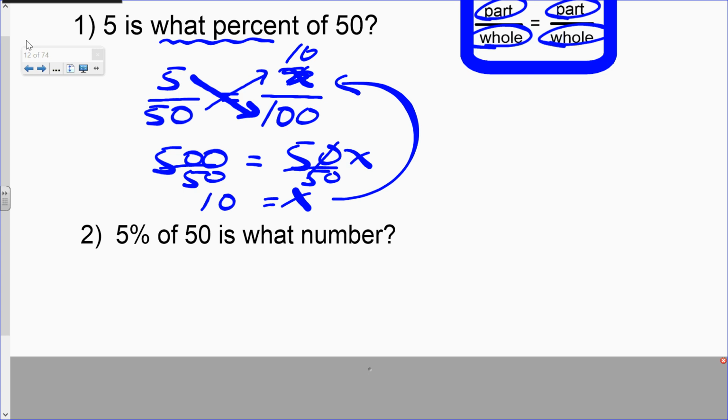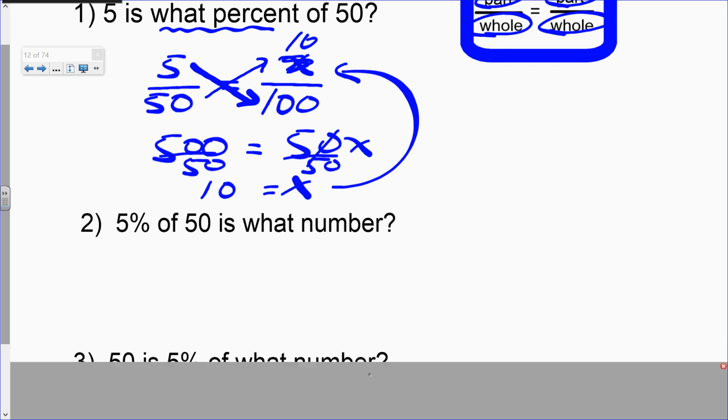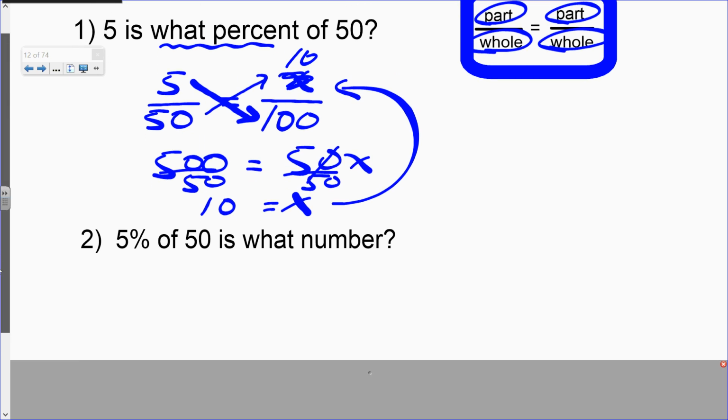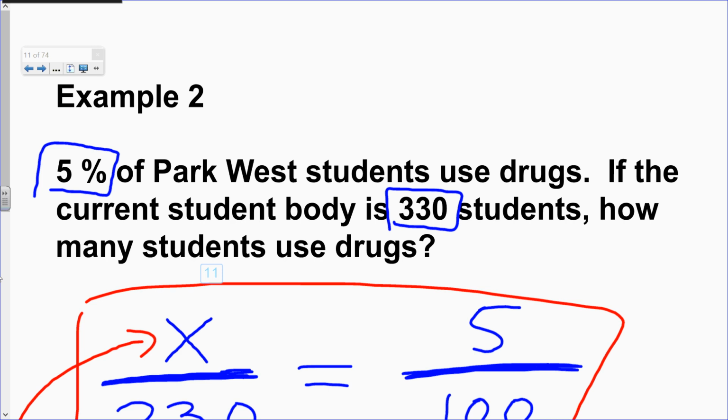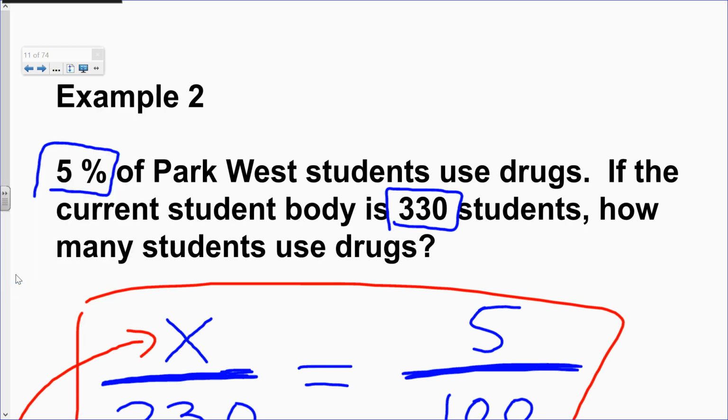5% of 50 is what number now? It's a different kind of question than number 1, but the numbers are still there. We're still going to use part to whole, part to whole. I'm going to show you the power of this formula here. 5% of 50 is what number? Okay, so without even thinking, I'm going to my part to whole proportion. Look at a fraction equaling another fraction.